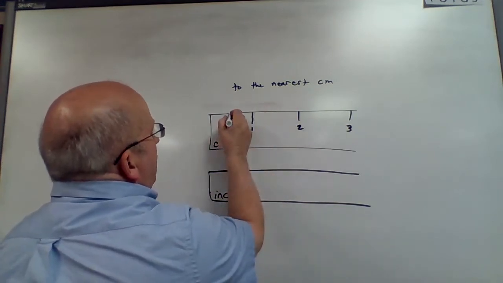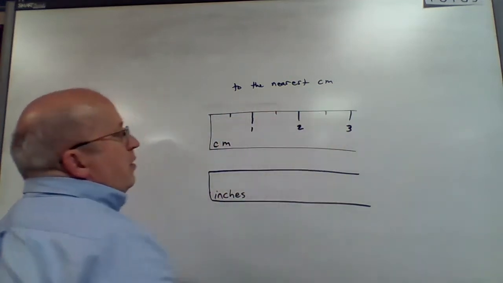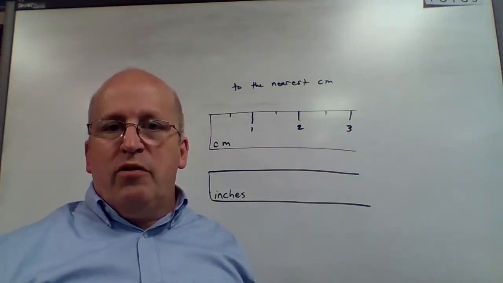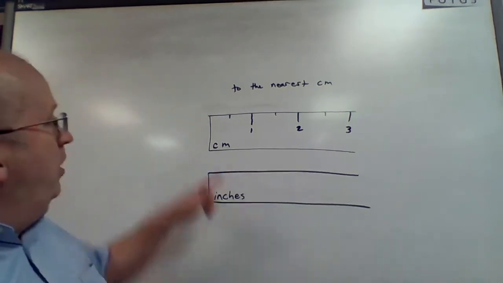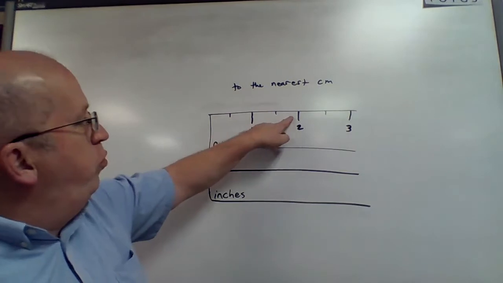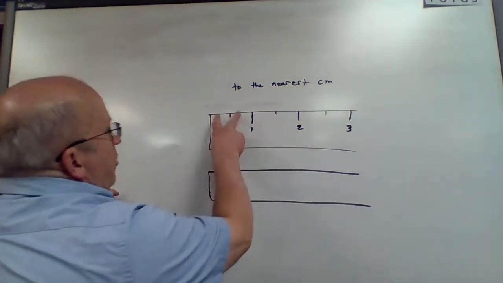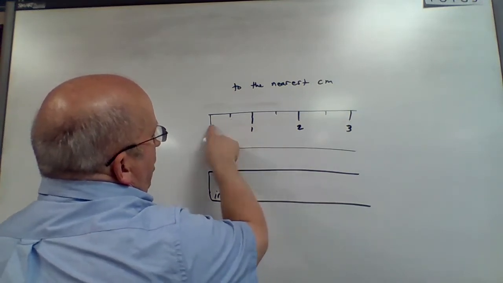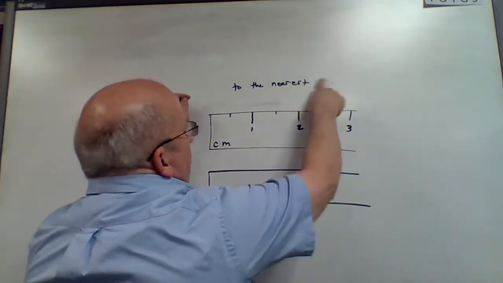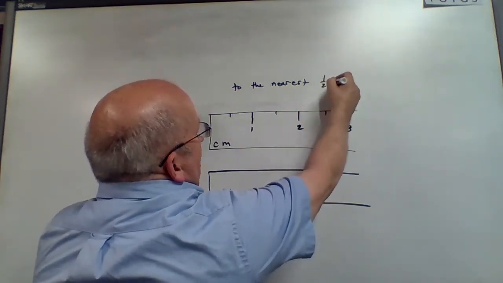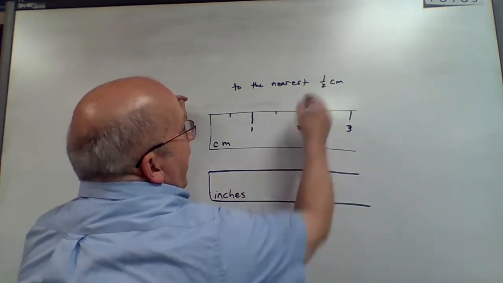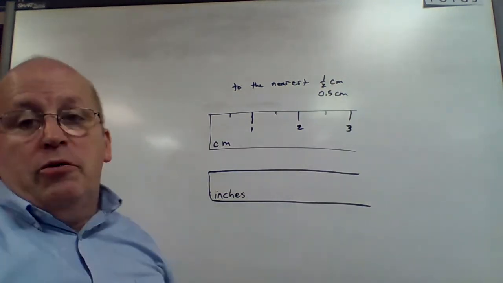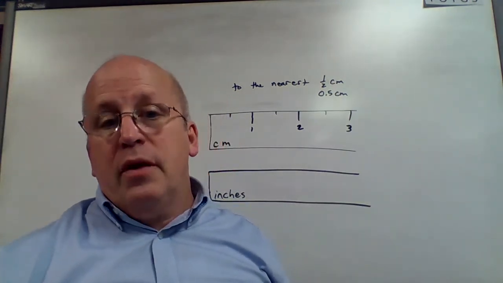But what if I do this? What if I put a tick mark here, here, and here? Now how precise is my centimeter ruler? I would say that it's precise to the nearest half a centimeter, because what I did is I divided each one of these sections into 2 sections, right? From here to here is half a centimeter, from here to here is also a half. The 2 halves make a whole. So now, instead of being precise to the nearest centimeter, I would say that it's precise to the nearest 1/2 of a centimeter, or it's precise to the nearest 0.5 centimeters, because 0.5 is the same thing as 1/2.